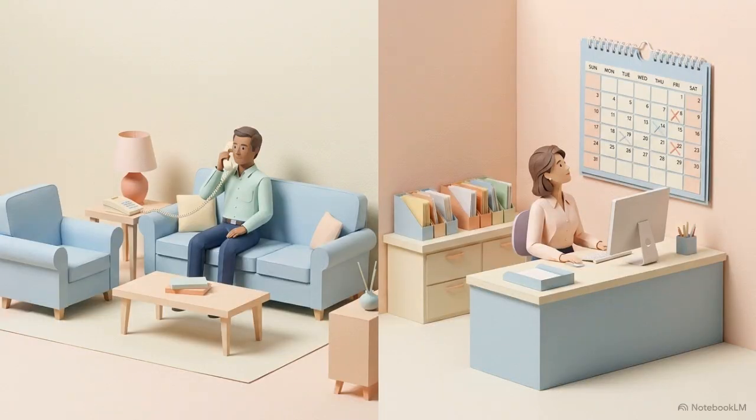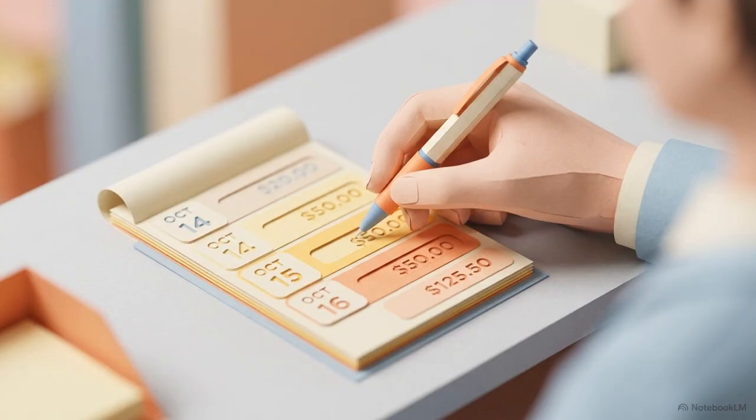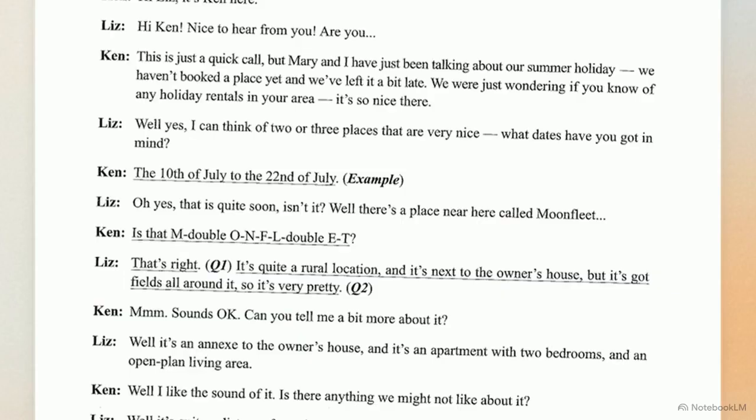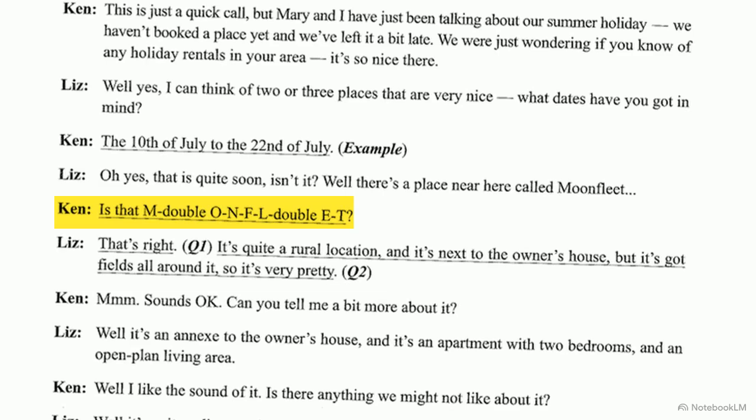The format is a straightforward back-and-forth dialogue focused on transactional exchanges, like 2 people arranging a holiday rental. One of the core mechanics here is the spelling protocol. The test demands an exact letter-by-letter transcription of a specific proper noun. Here in the transcript for question 1, the dialogue drops an explicit spelling prompt to deliver the answer: MOONFLEET. The data is raw and highly visible.